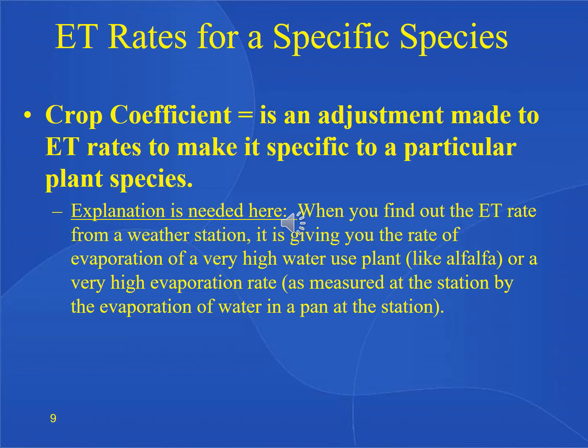That coefficient is an adjustment made to the ET rate to make it specific for that particular plant. So when you find out the ET rate from the weather station, it's giving you the rate of evaporation of a very high water use plant like alfalfa, or a high evaporation rate as measured by an evaporation pan at that station. Your plants probably will be somewhat less of an ET rate than a field of alfalfa or just the evaporation pan. Succulents would be a much lower ET rate than shrubs and general shrubs and trees, which would be a lower rate than a turf or tropical plants. And that crop coefficient makes that adjustment for us.